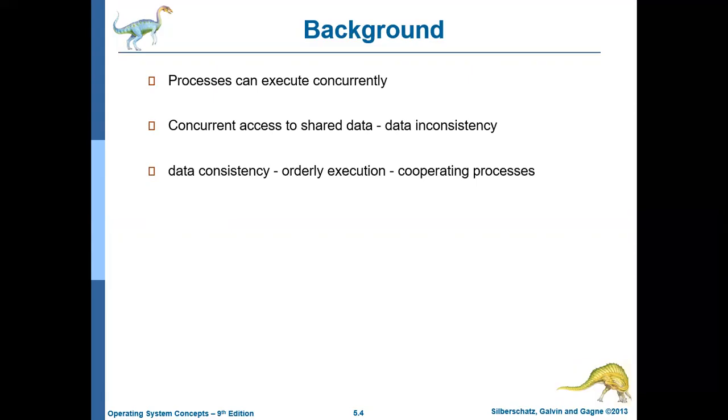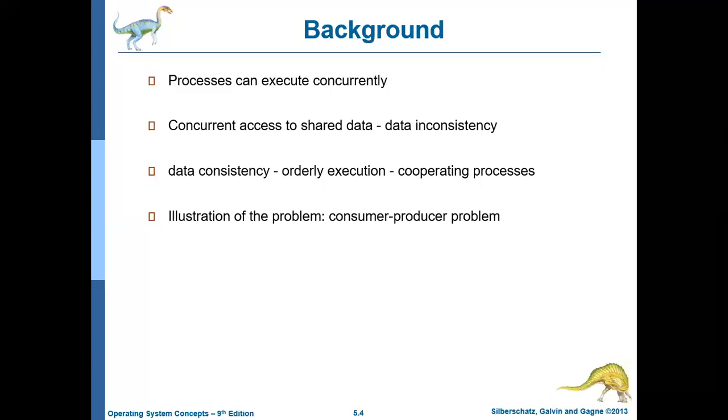To avoid data inconsistency, or to ensure data consistency, the operating system should ensure the orderly execution of these processes. That is, either process 1 should execute first and then process 2, or process 2 should execute first and then process 1. If these two processes execute in an orderly way, then they are said to be synchronized. Because if they are not synchronized, and they are executing concurrently while sharing a common data item, it will lead to data inconsistency. To ensure data consistency, these processes should execute in an orderly way, and then the processes are said to be synchronized.